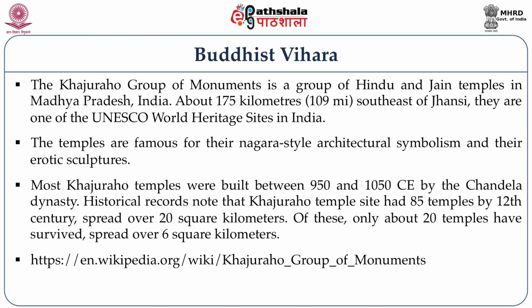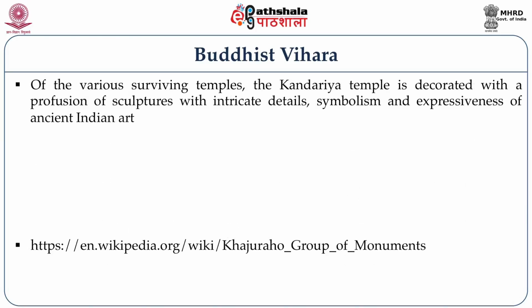But this only forms one part of the temple. The Khajuraho group of monuments is a group of Hindu and Jain temples in Madhya Pradesh, southeast of Jhansi, and is one of the UNESCO recognized World Heritage Sites in India. Most of the temples were built between 950 and 1050 CE by the Chandela dynasty. Of these, only about 20 temples have survived. Of the various surviving temples, the Kendriya Mahadev temple is decorated with a profusion of sculptures with intricate details, symbolism, and expressiveness of ancient Indian art.